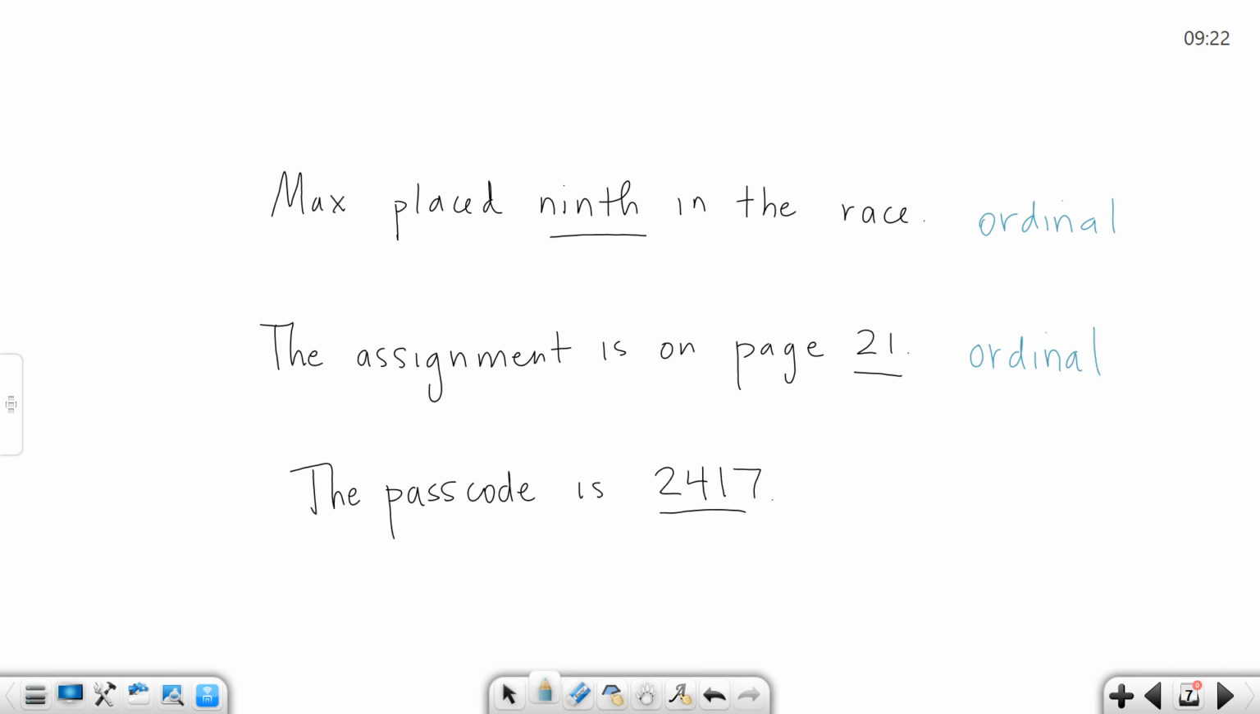Now the passcode is 2417. Okay, that's going to be nominal, because one passcode's not bigger than the other. It doesn't tell you where the passcode lies in the scheme of things, right? It's just a name, or in that case, a way to get in. It's not bigger than the next passcode. It's just a number. And so that's what we have there.